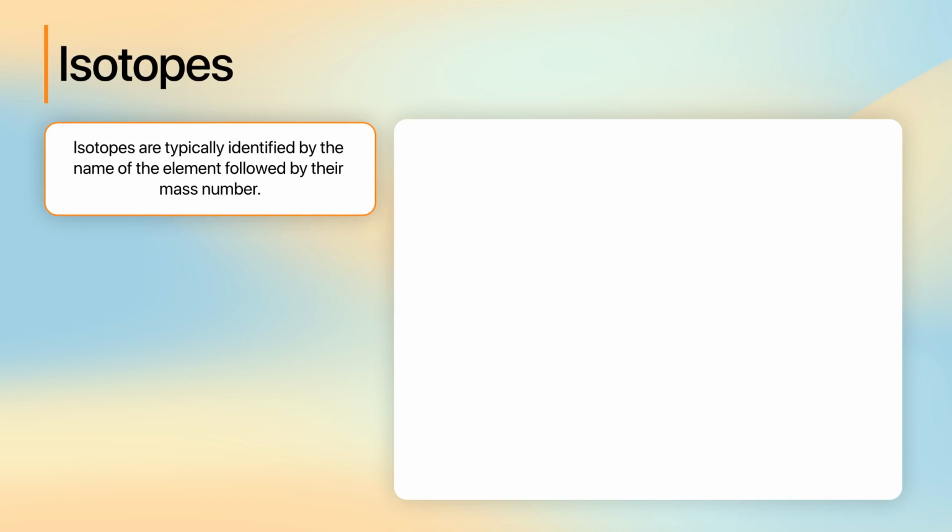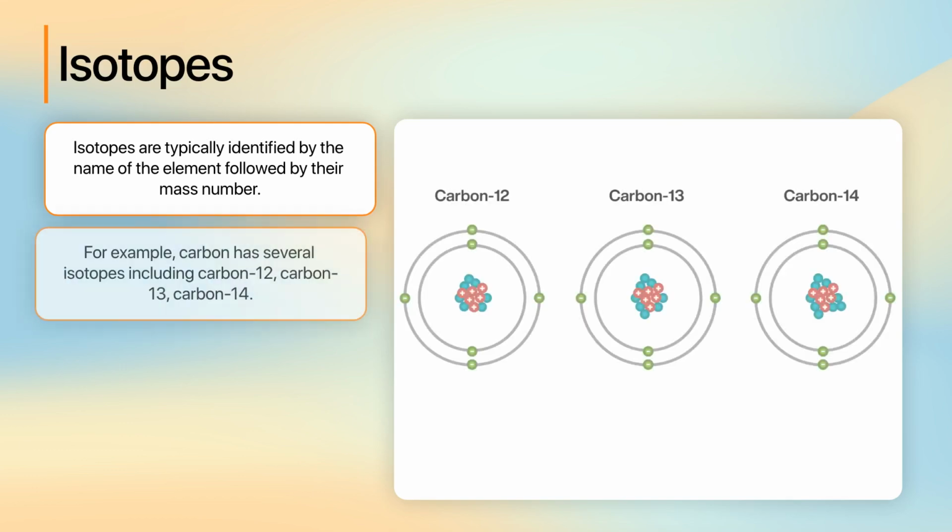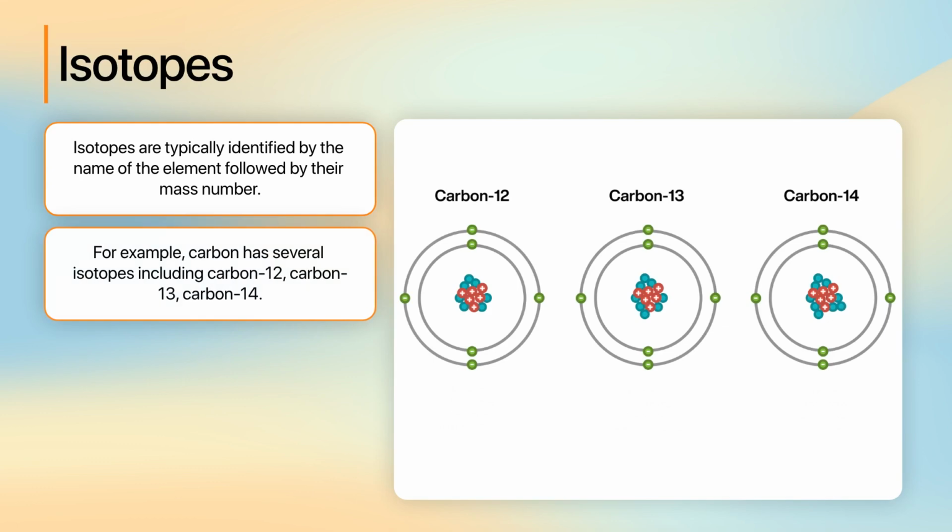Isotopes are typically identified by the name of the element followed by their mass number. For example, carbon has several isotopes including carbon-12, carbon-13, and carbon-14. These names indicate that in addition to having 6 protons, carbon-12 has 6 neutrons, total mass number of 12, carbon-13 has 7 neutrons, total mass number of 13, and carbon-14 has 8 neutrons, total mass number of 14.